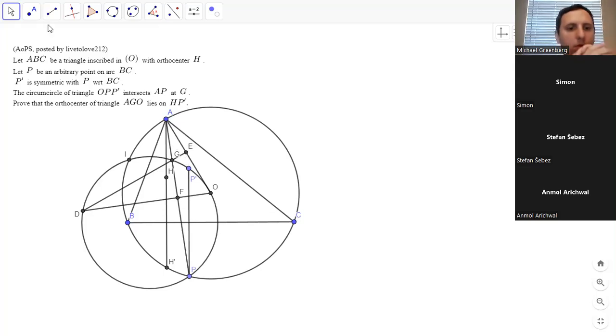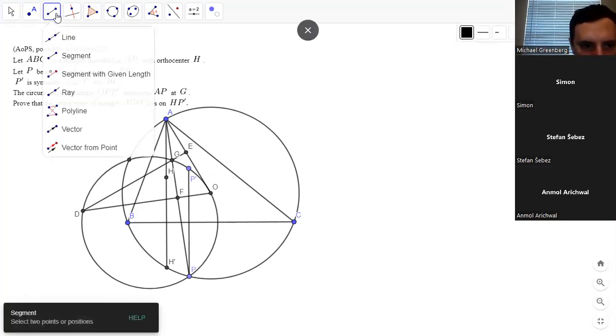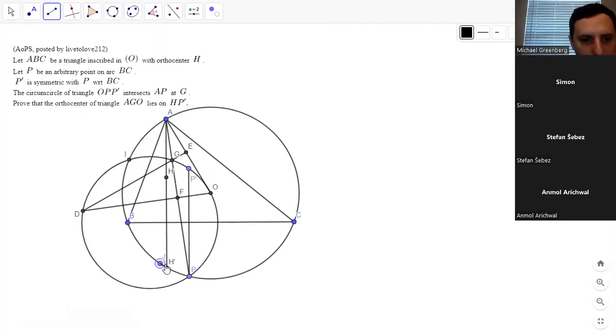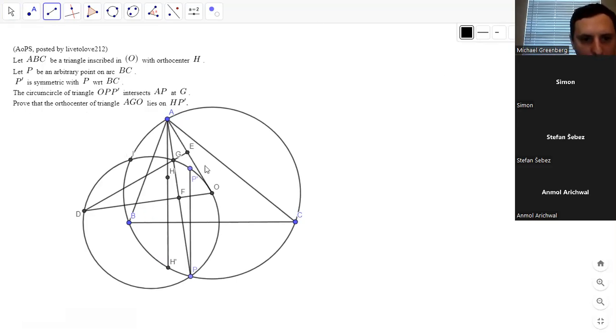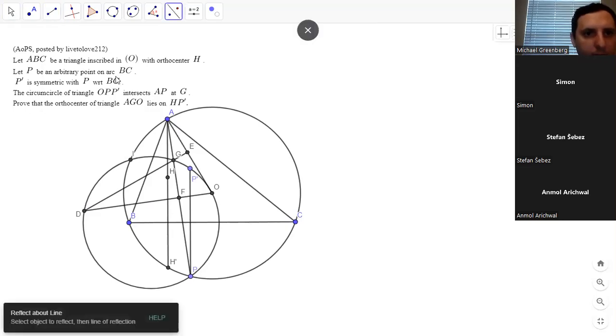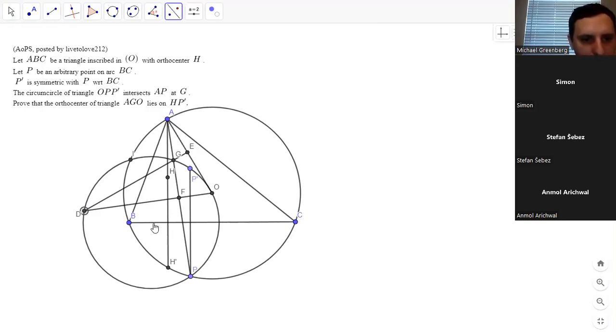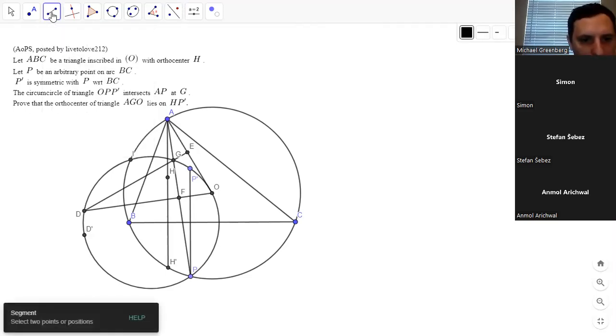Let's see. So we want to show H. What if we reflected D over BC? Because these points are the reflections over BC. So maybe if we reflect D over BC, we'll get something interesting. So that's going to lie on the circle by symmetry.